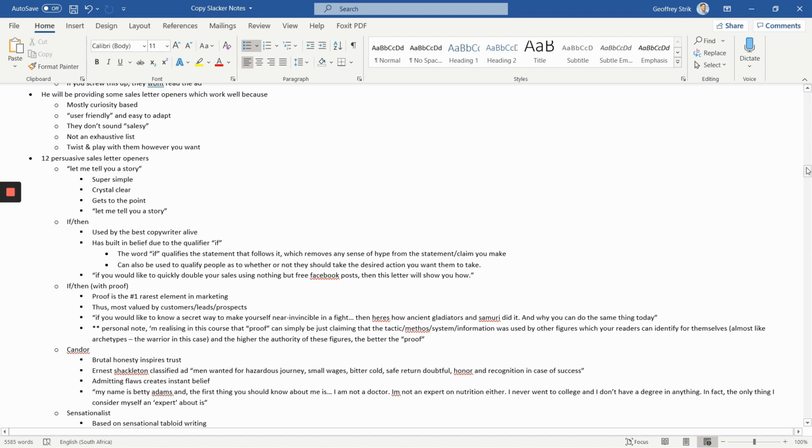So while making the notes, I just wrote down that proof can simply just be claiming that a tactic, method, or system/information can be used by other figures which your readers can identify for themselves, almost like archetypes, the warrior in this case. And the higher the authority of these figures, the better the proof.